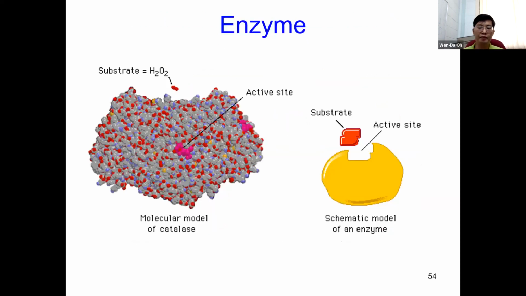Next effect will be on the enzyme. Enzyme is abundant in our body. It is a large chemical structure. It consists of a lot of amino acids.